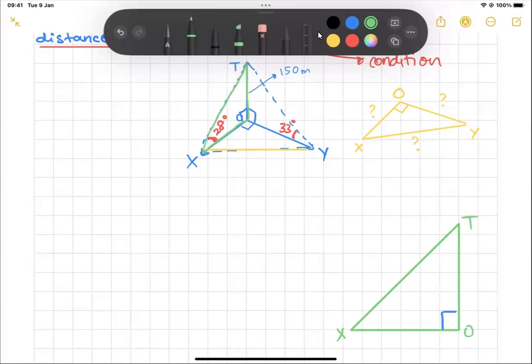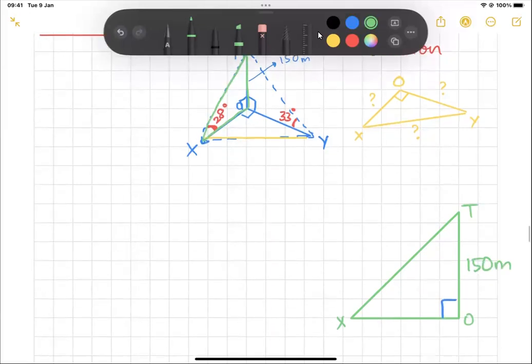The height of the tower is 150 meters. What we're trying to find is OX. Let's label that Z. And then we know that the angle of elevation is 28 degrees. Okay, we can't use Pythagoras, so we need to use SOHCAHTOA. I'm going to write SOHCAHTOA here, just as a little note.